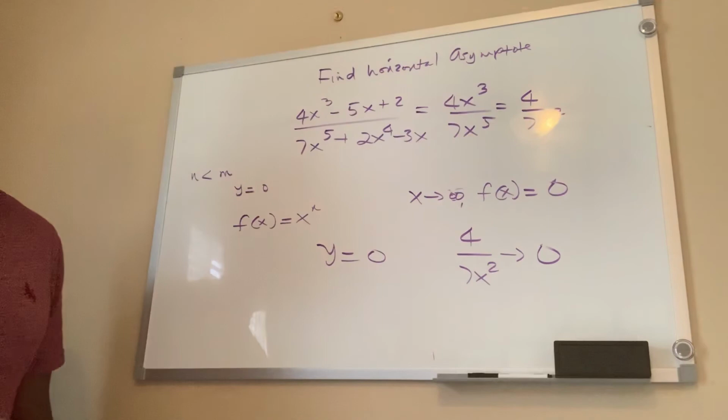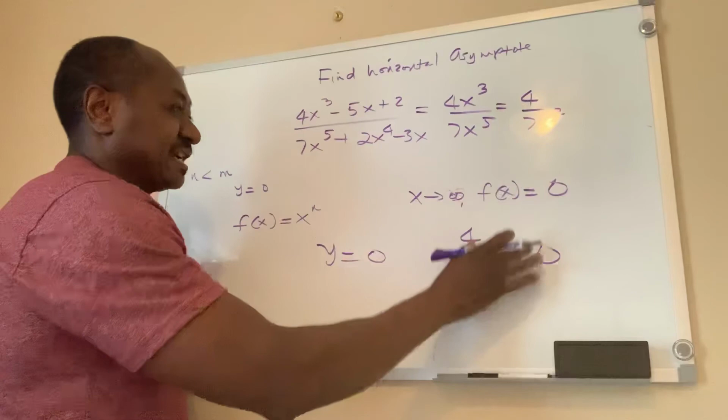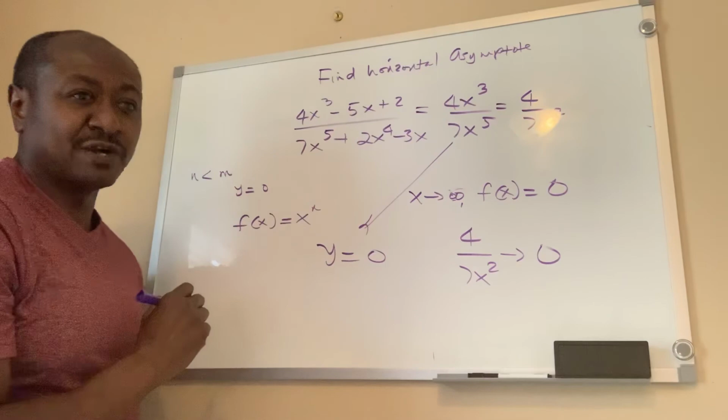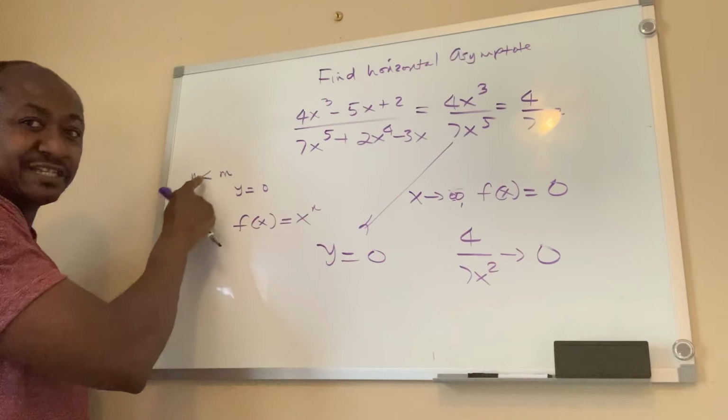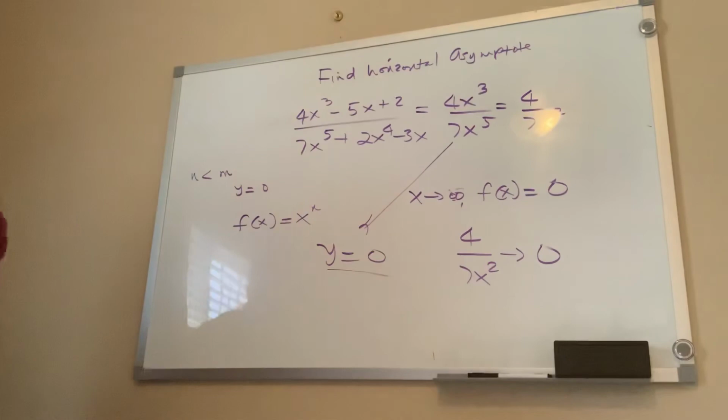So if you want to understand more of this, this is how we came about the line y equals 0 being your horizontal asymptote. But again, always look at the condition. The condition is that the degree of the numerator is less than the degree of the denominator. So obviously we say the line y equals 0 is your horizontal asymptote.